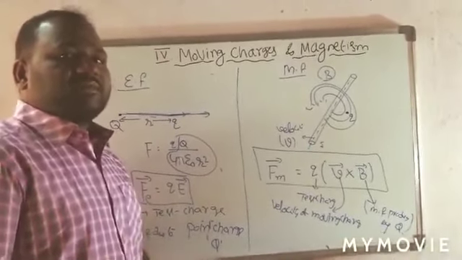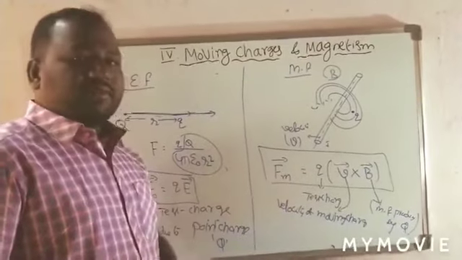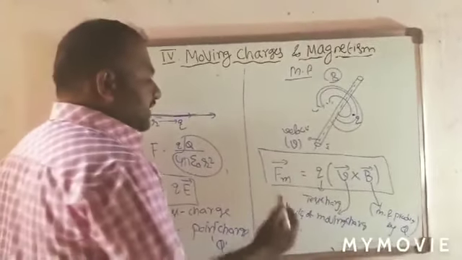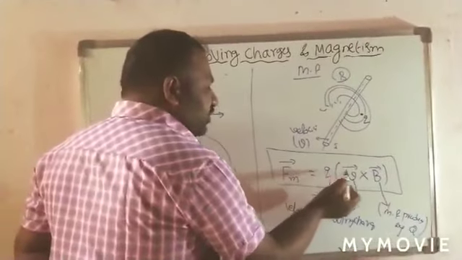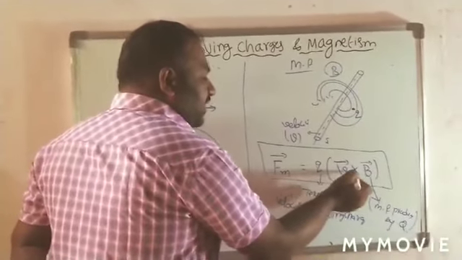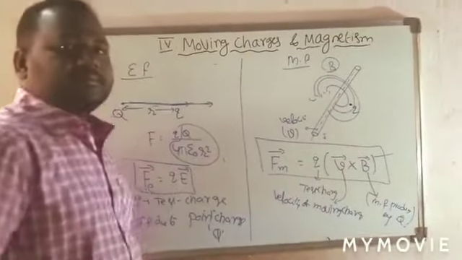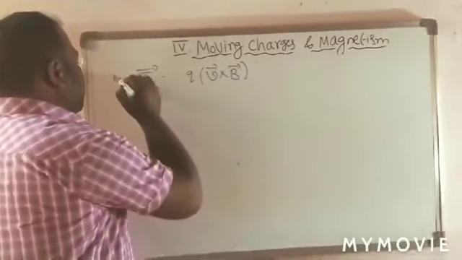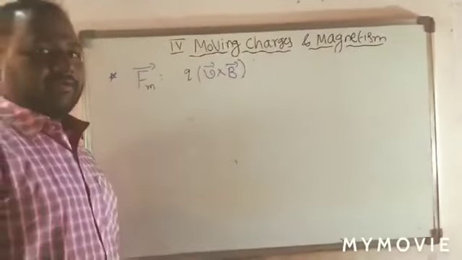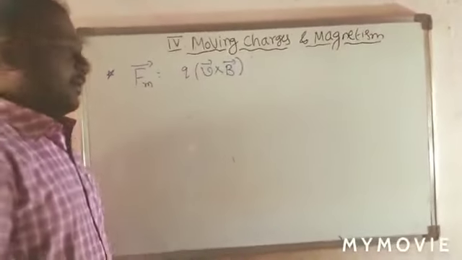Finally, what is the expression for the magnetic force? The expression for magnetic force is nothing but test charge into velocity of moving charge cross the magnetic field B bar. So here it is the expression for the magnetic force, q into V bar cross B bar.